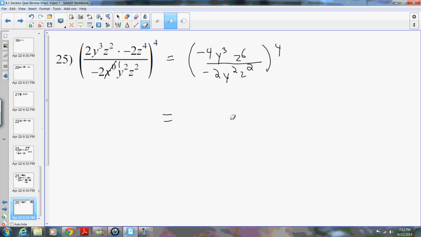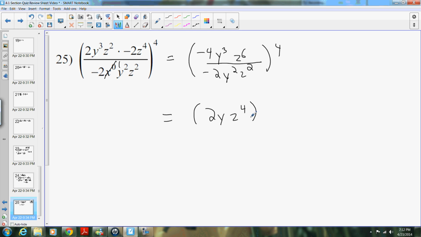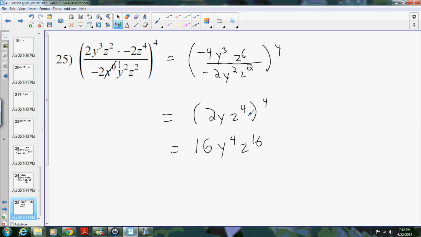Oh, I totally erased more than I wanted to. That's okay, I'll rewrite it. So my final answer, really, I'm still having everything being raised to the 4th power, but it's just 2y z to the 4th raised to the 4th. So I'm raising all these to the 4th power. 2 to the 4th is 16. Y to the 4th, z to the 16th is my final answer.